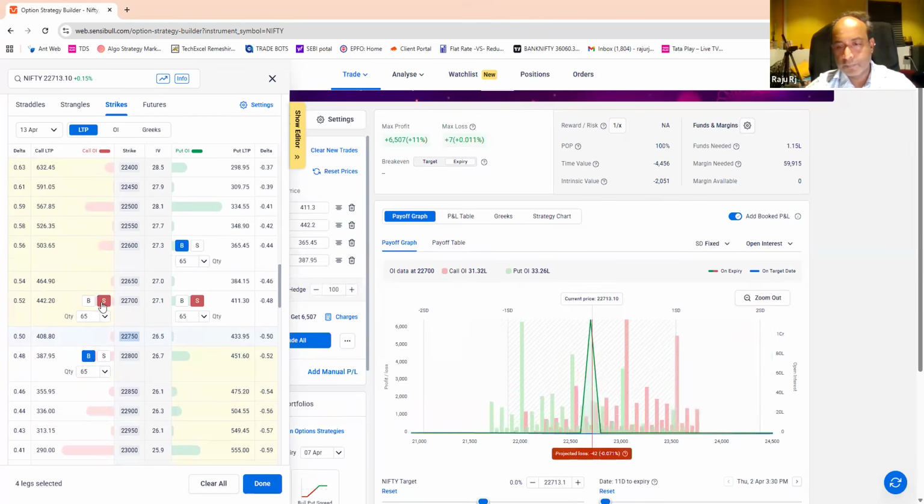This is the setup. If you see here, this is a 100% profitable strategy. So you will not lose anything. But if the market closes at 22,700, you will make almost 6,500. So you can always hedge your position.